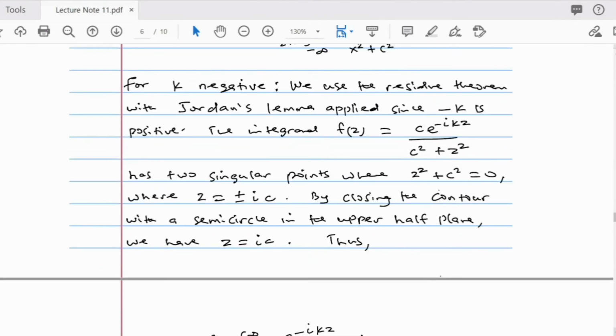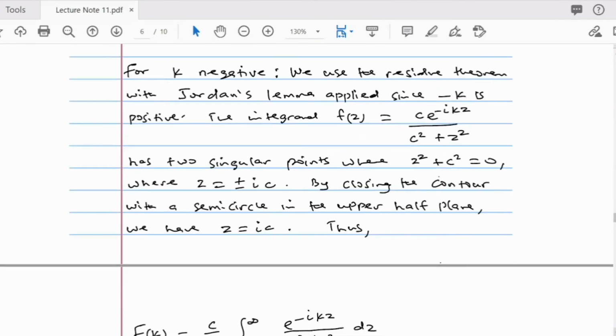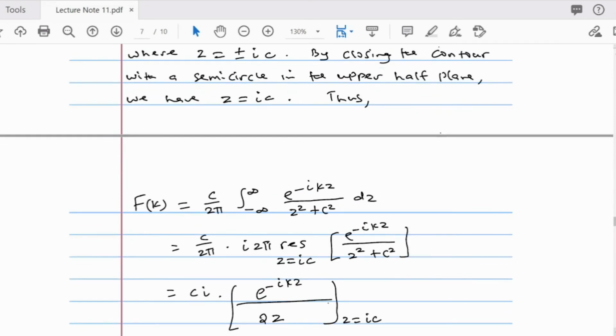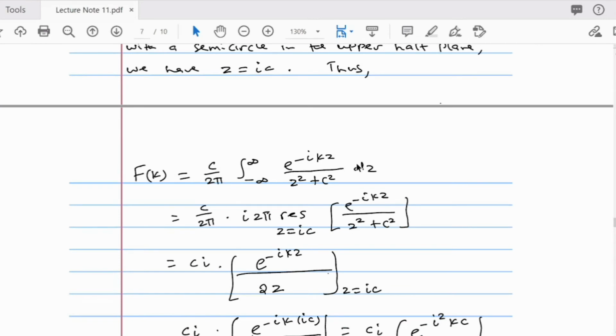Okay. So how do we find the value of this integral then? I told you how to compute this integral last week using residue theory. So now it's 2 pi i. You get the residue of f of z at the singular point that is in the upper half plane. The only singular point that is in the upper half plane is z equals ic. So compute this residue.